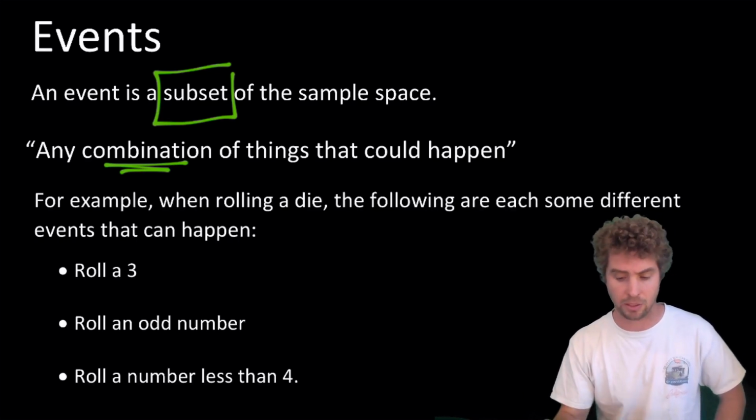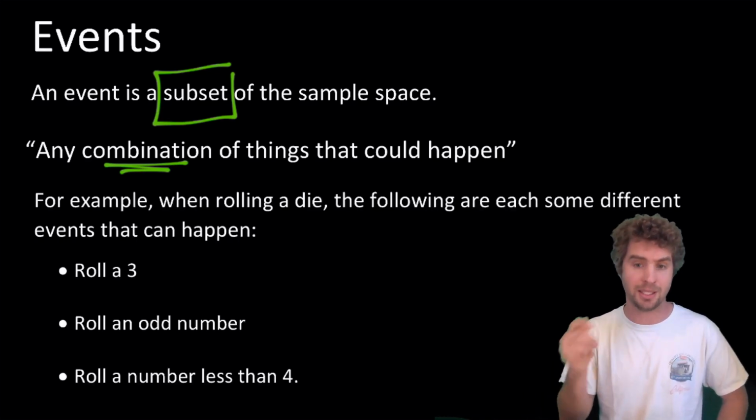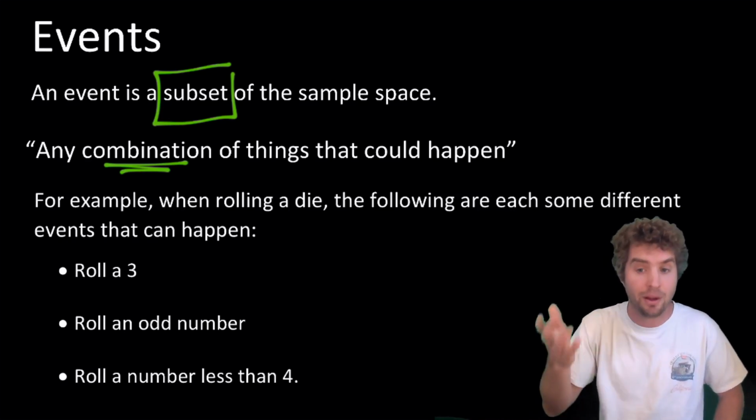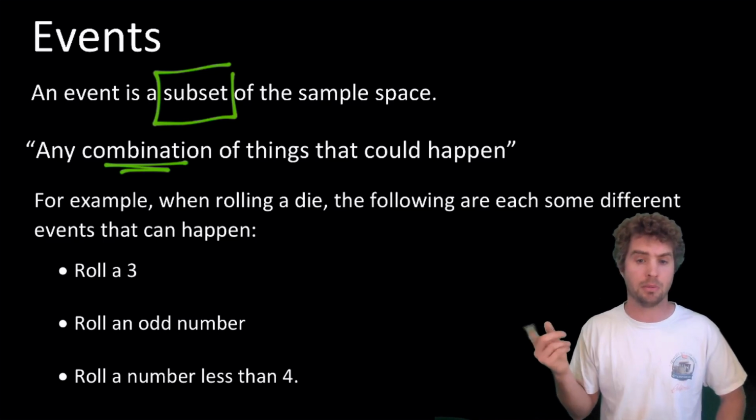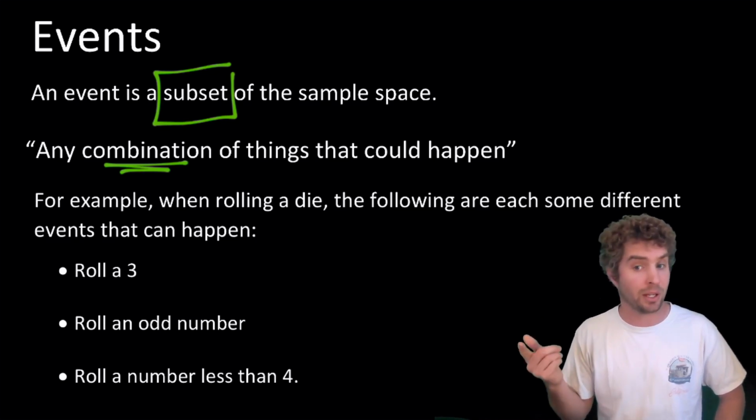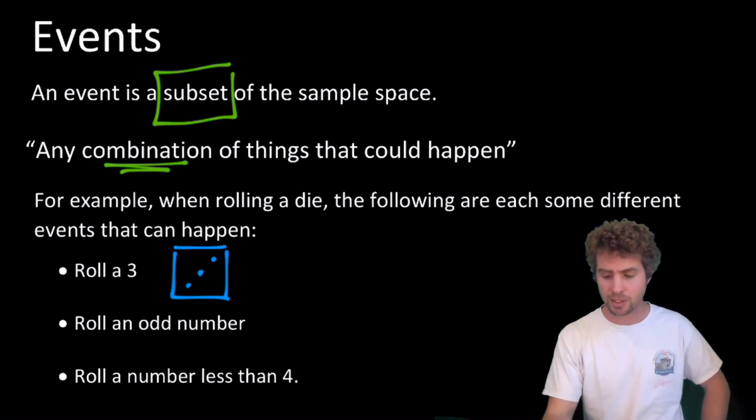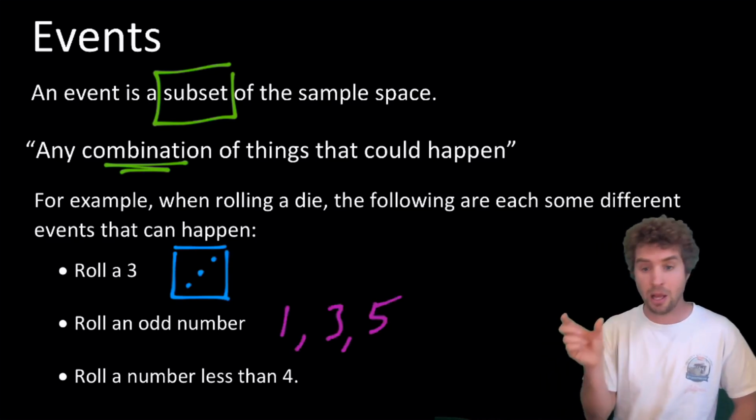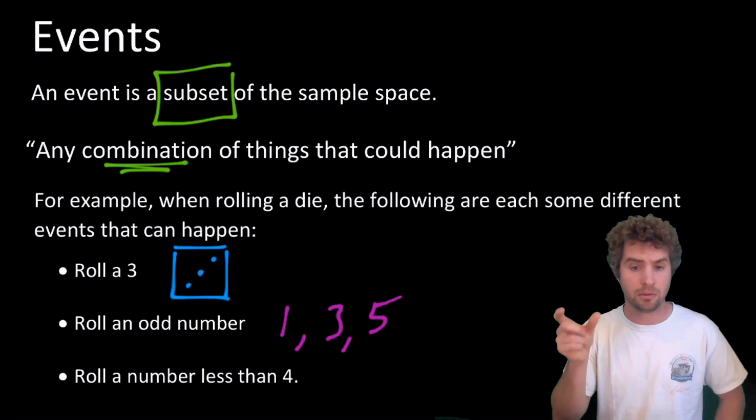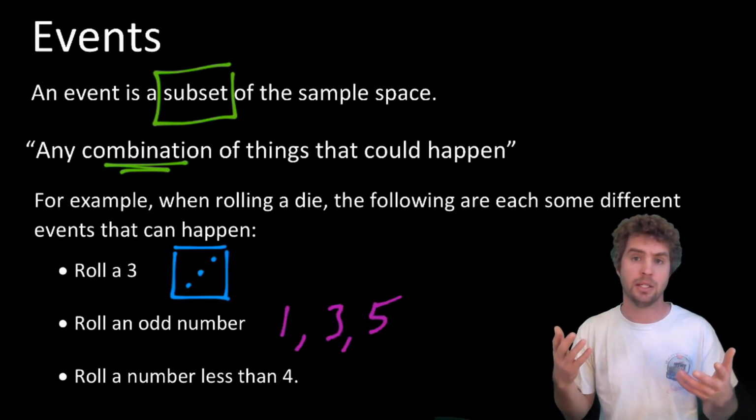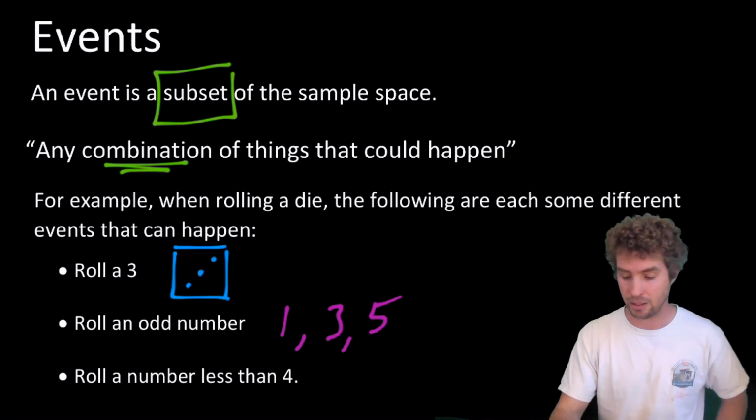So let's look at what that looks like. When rolling a 6-sided die, here's some different examples. So like I said, rolling a 3, that's an event. That's one possible outcome. Rolling an odd number. So there's different odd numbers that we could see: 1, 3, and 5. That subset, that list of 1, 3, and 5, that is an event. So rolling an odd number is an event that has 3 outcomes in it.